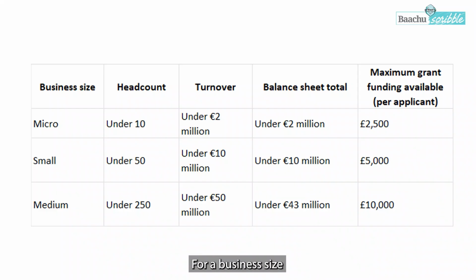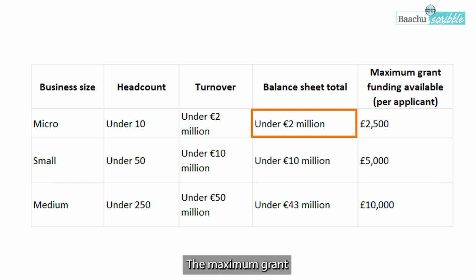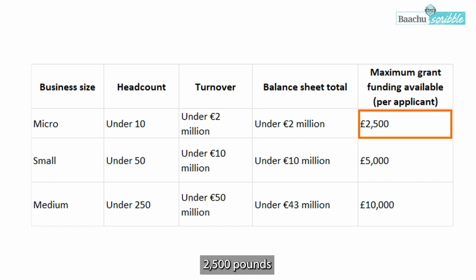For a business size classified as micro, the headcount is under 10, the turnover is under £2 million, and the balance sheet total is under £2 million. The maximum grant funding available per applicant is £2,500.